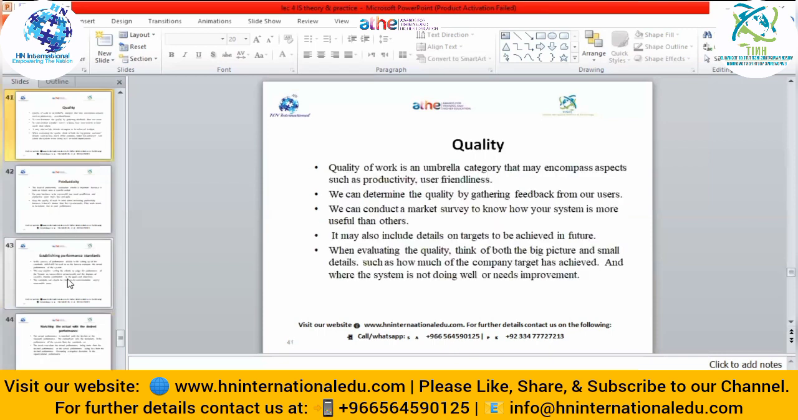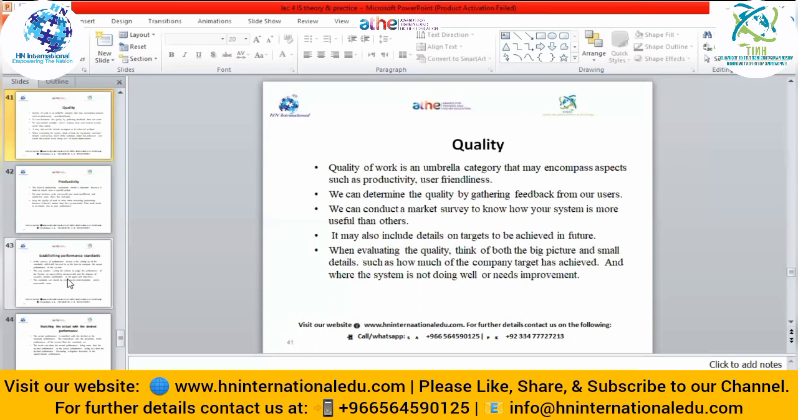Quality: we have to go towards the quality of the work, not the quantity. Quality of the work is an umbrella category that may encompass aspects such as productivity and user friendliness. So we can determine the quality by gathering feedback from the user, whether they are satisfied or not satisfied. We can conduct a market survey to know how our system is more useful than the others. Is our system user friendly or not, can our customers easily use our services or not? So it may also include details on the targets to be achieved in the future.